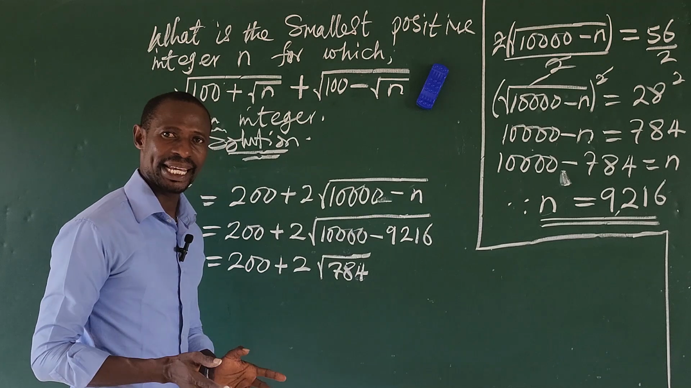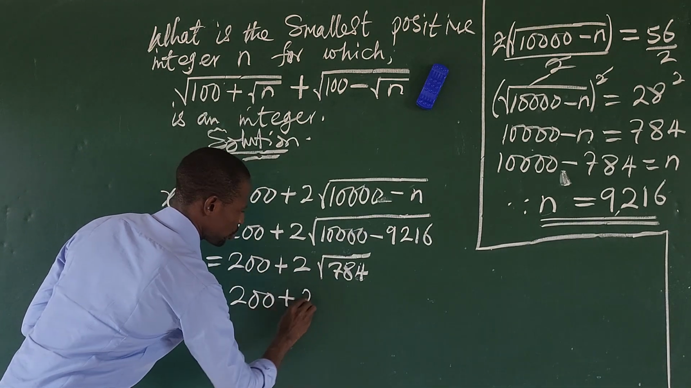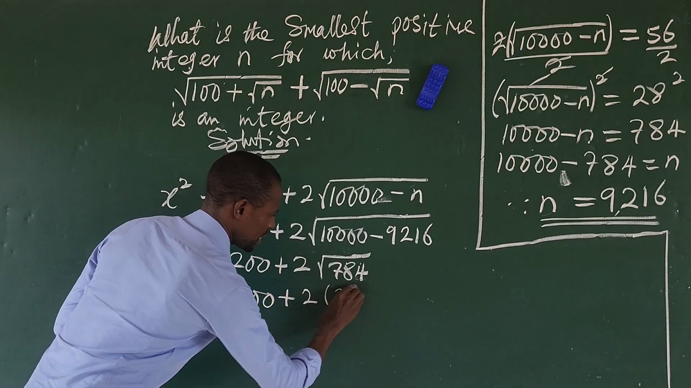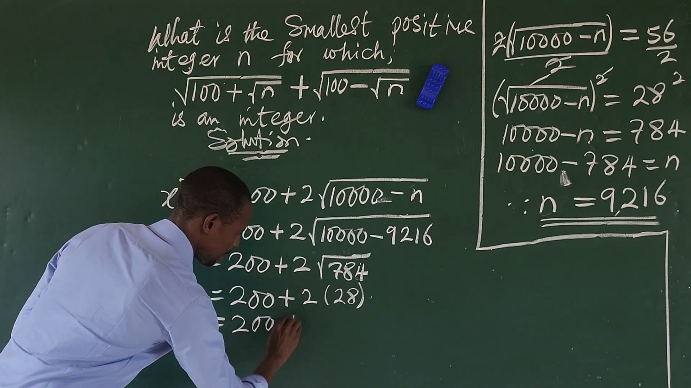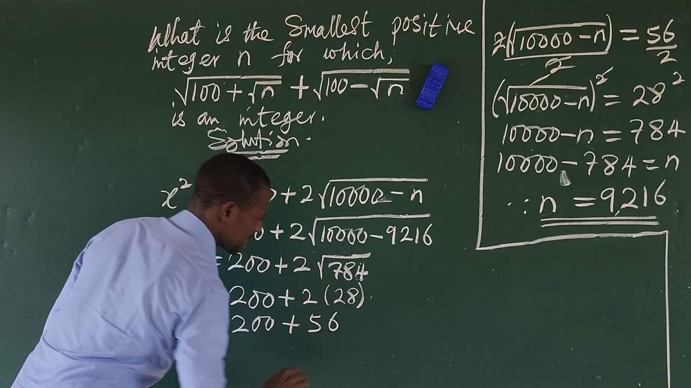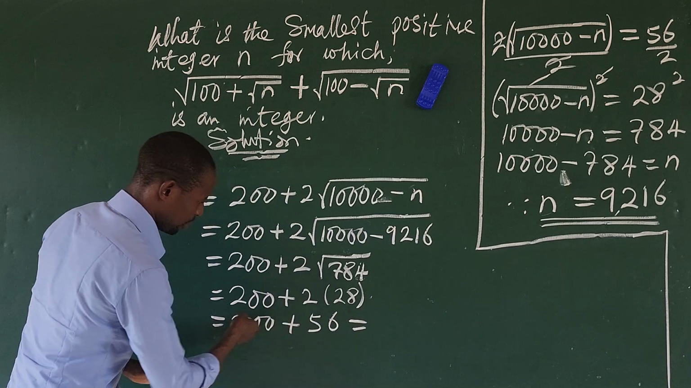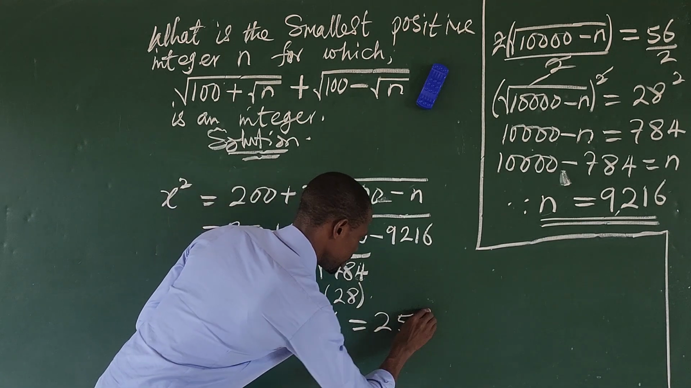That will give us 28. Okay, so this is equals to 200 plus 2 times your 28 in here. So this will give us 200 plus 56, of which if we add up will give us 256.